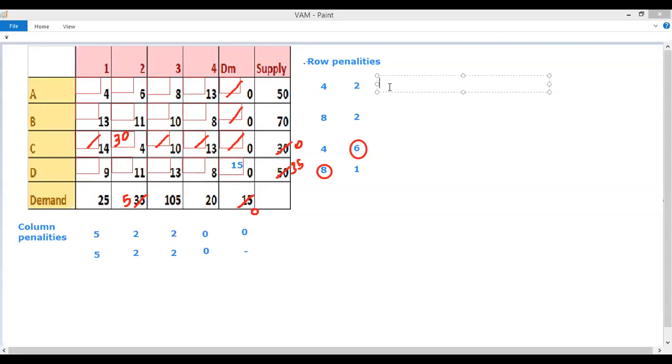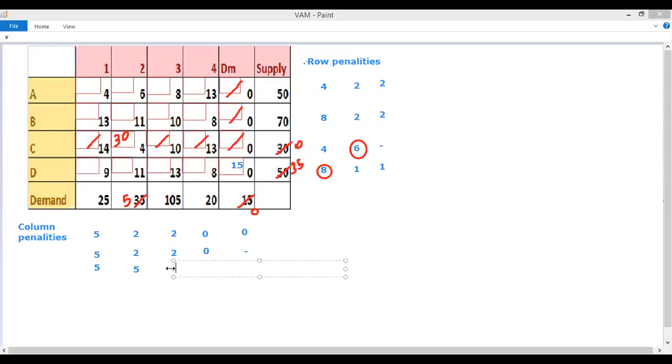Here the first minimum value is 6, the second minimum value is 8, so the penalty will be 2. And here the first minimum value is 8, the second minimum value is 10, so the penalty will be 2. And here we don't have to compute the penalty. And here the penalty will be 1. And what about column penalties? Here the penalty remains the same, it is 5. And here the first minimum value is 6, the second minimum value is 11, so the penalty will be 5.